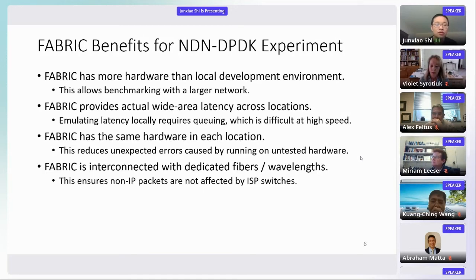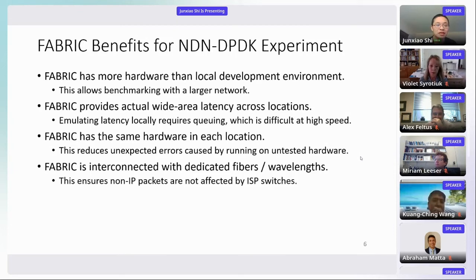Emulating latency locally is possible, but it requires a very large queue that is difficult to do at a high speed. But with Fabric, it comes natural. Then Fabric has more or less the same hardware in each location, at least within the United States. This will reduce unexpected errors caused by running untested hardware.